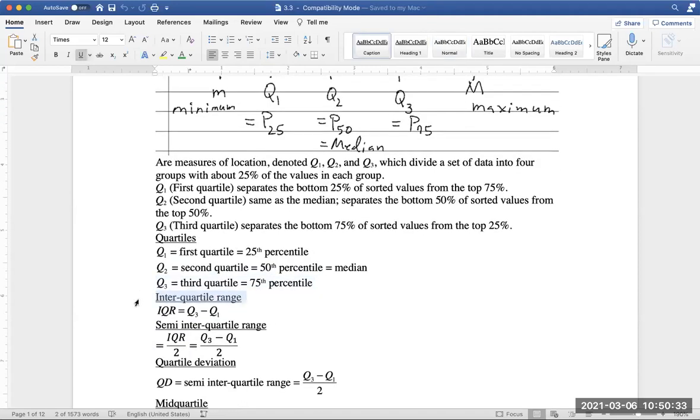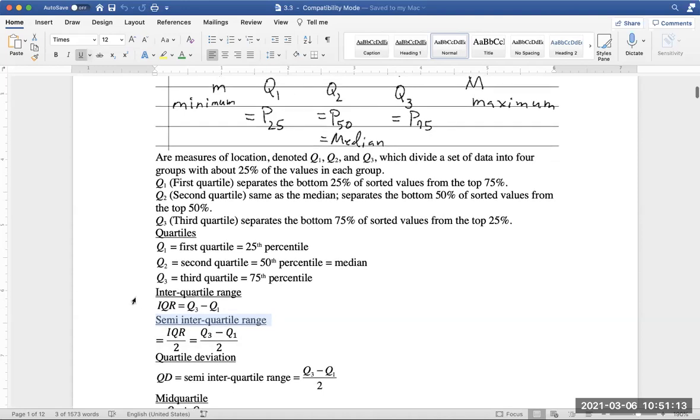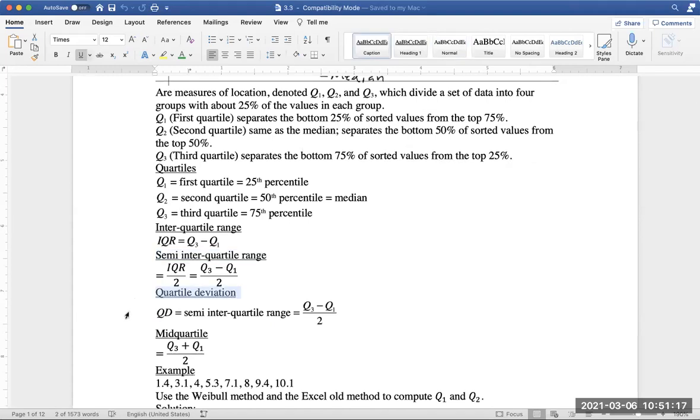Now what I had said a few minutes ago will make more sense, because now you know what this notation is. The interquartile range is the difference Q3 minus Q1. The semi-interquartile range is 1/2 of the IQR, the interquartile range. It is Q3 minus Q1 divided by 2. It is usually called the quartile deviation. So my quartile deviation, the semi-interquartile range, is 1/2 (Q3 minus Q1). This is a measure of dispersion.